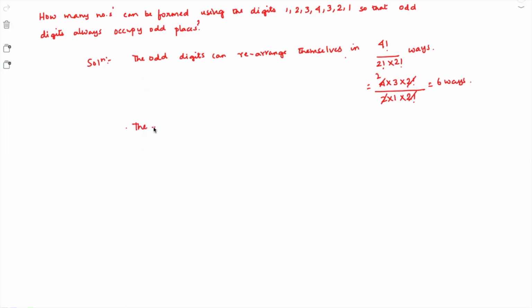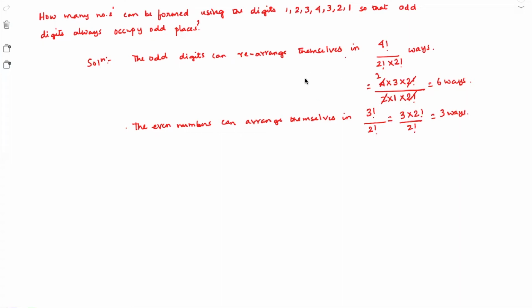The even numbers can arrange themselves in, there are 3 even numbers, 3 factorial by 2 factorial. Why by 2 factorial? There are 2 2s. So there is a repetition of 2 2s. So 3 factorial by 2 factorial, which is effectively 3 into 2 factorial by 2 factorial, which is 3 ways.